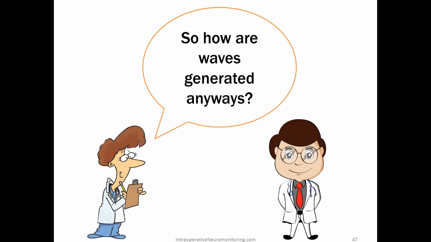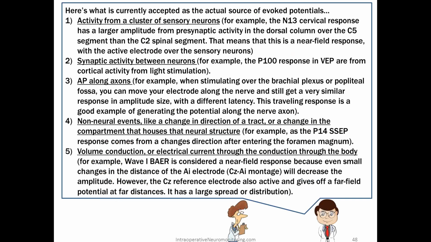So how are waves generated anyway? This is one of the most basic questions that I'm not sure most people even know how to answer. So here's what is currently accepted as the actual source of evoked potentials. Number one, activity from a cluster of sensory neurons. For example, the N13 cervical response has a larger amplitude from presynaptic activity in the dorsal column over the C5 area than the C2 spinous process segment. That means that this is a near field response with the active electrode over the sensory neuron.